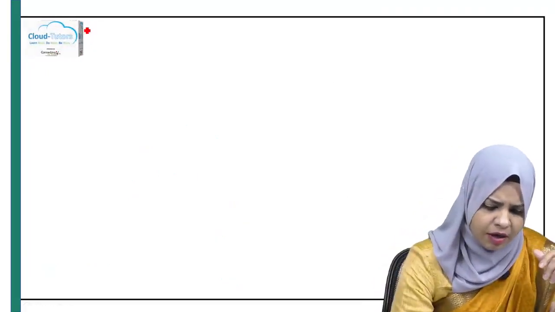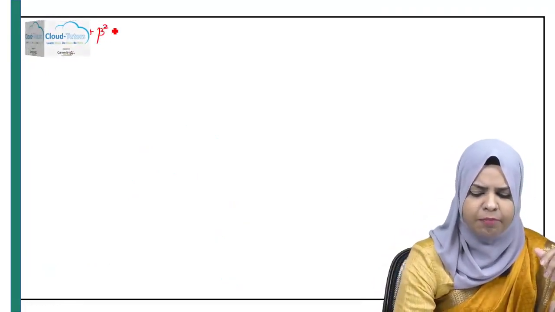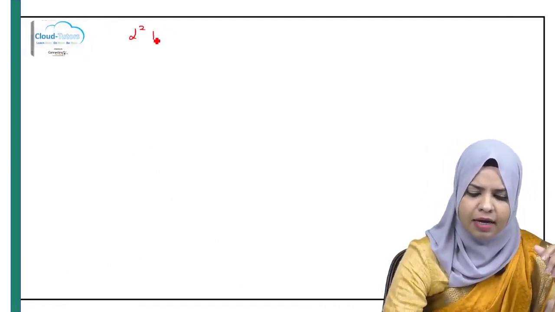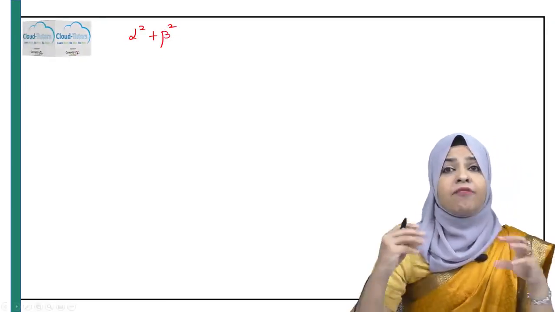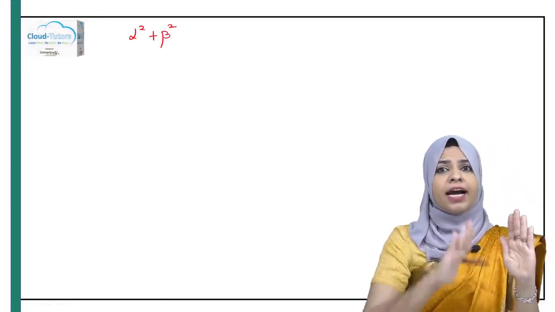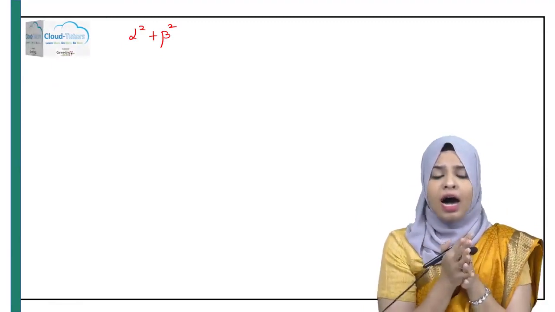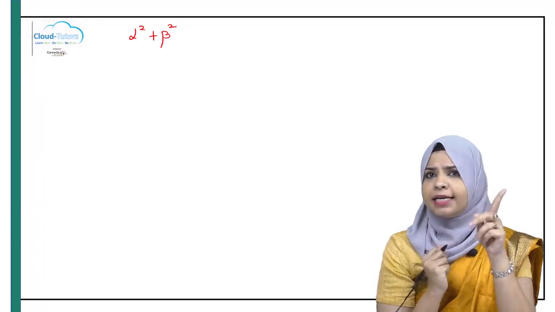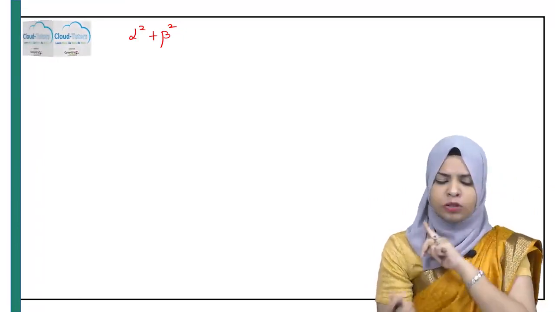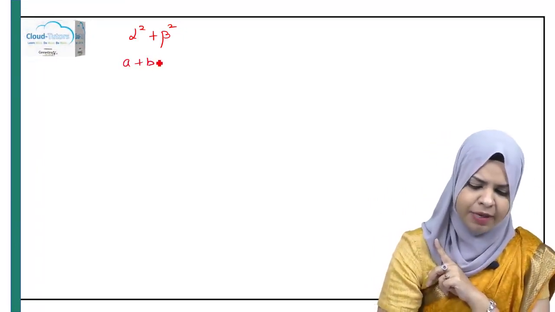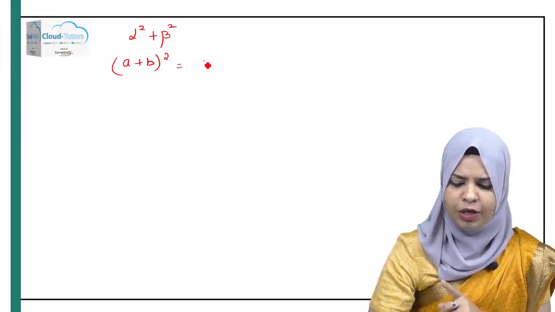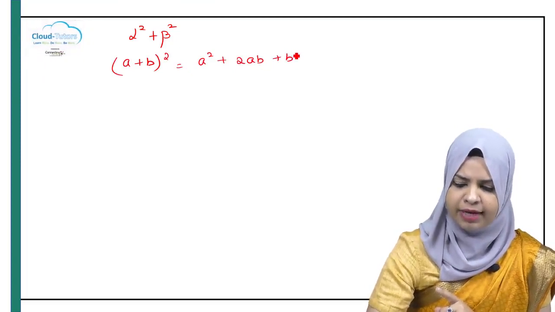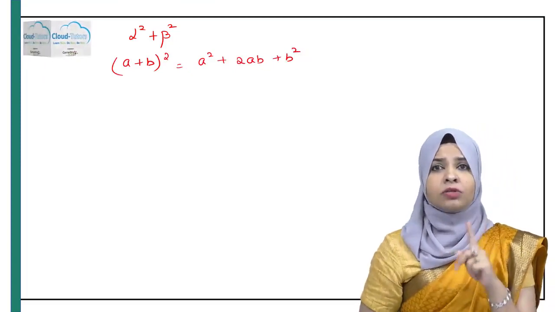So, ma'am, how do we do this? Because we know the value of alpha and beta, right? Not the alpha and beta, sorry. We know the values of alpha plus beta and alpha beta. We do not know the values of alpha and beta individually. So what do we do now? Remember the identity, a plus b the whole square. Let me write that. A plus b the whole square is equal to a square plus 2ab plus b square. Correct?